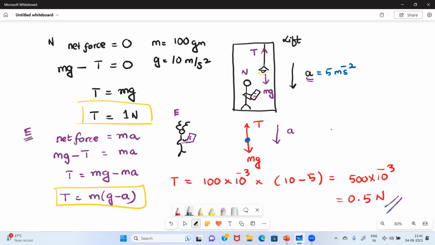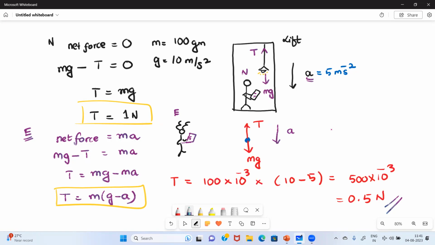Right? So I give you the options now. The tension on the wire: first option is 1 Newton. Second option is 0.5 Newton. Third option, it may be 1 Newton or 0.5 Newton, it depends on where you are calculating from. Fourth option, none of the above.